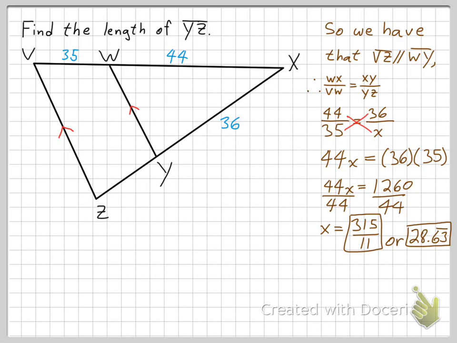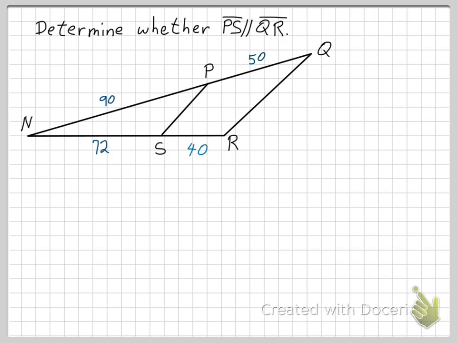315 elevenths, or as a decimal, you can call it 28.63 repeating. So that value is 28.63 repeating, or 315 elevenths. Okay, now let's determine whether line segment PS is parallel to line segment QR.